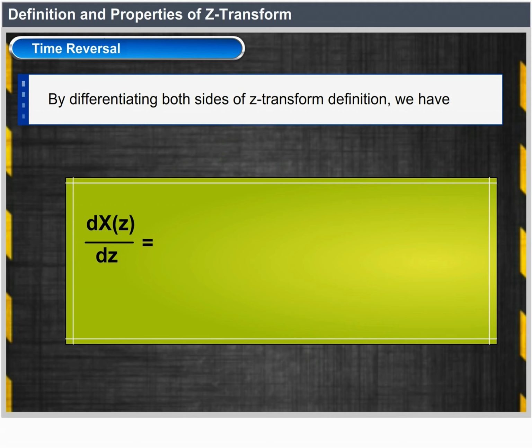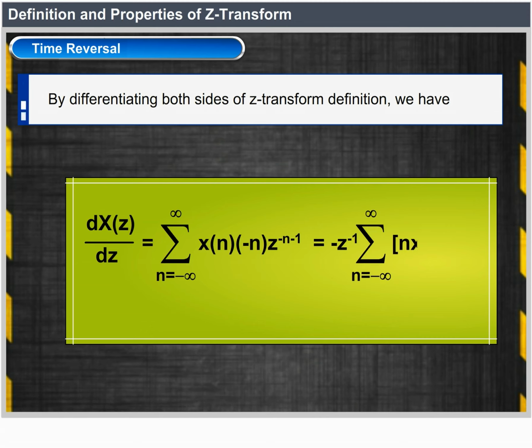equals the summation from n equals minus infinity to plus infinity of x(n) times minus n z^(-n-1), which equals minus z^-1 times the summation of n x(n) z^-n, which equals minus z^-1 times the Z transform of n x(n).